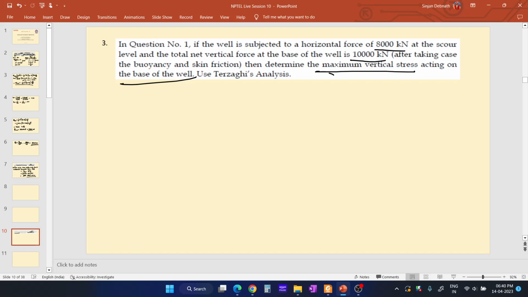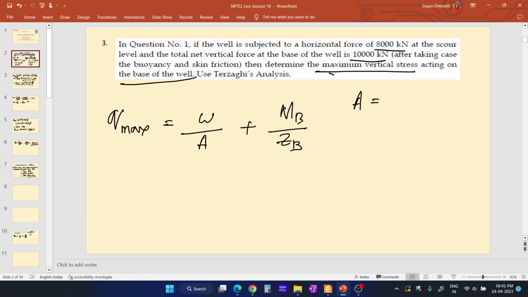Maximum vertical stress. Okay, so Q max. Q max is equal to W by A plus MB by ZB. So what is A? A is the cross sectional area of the well, and what is the diameter of the well?